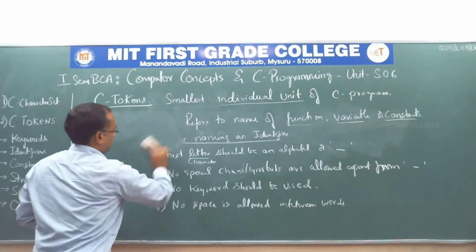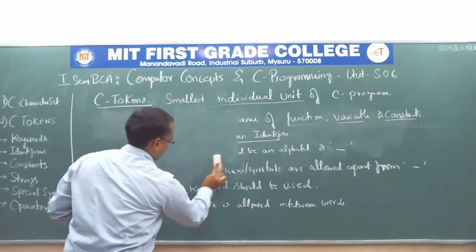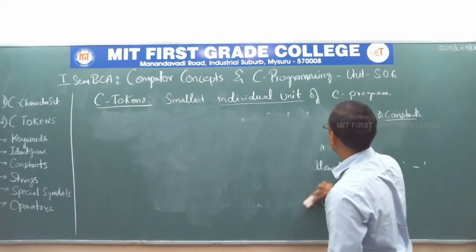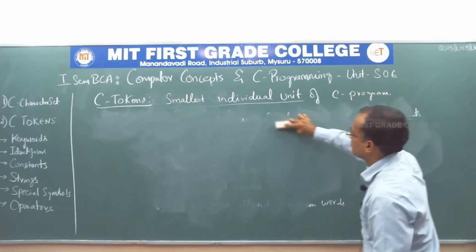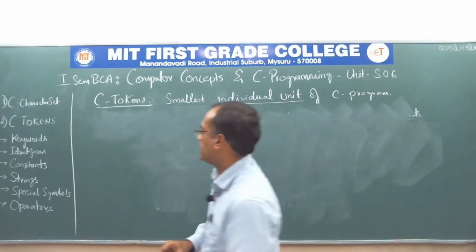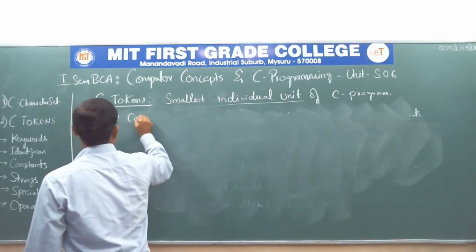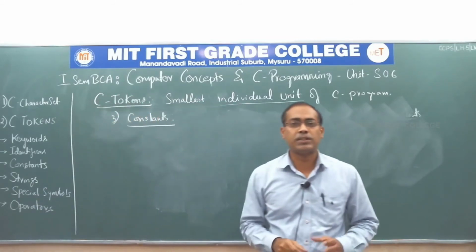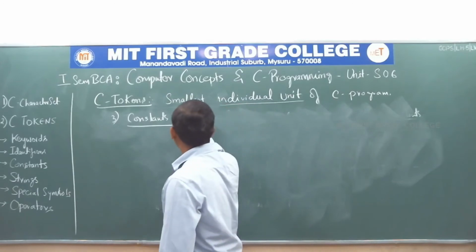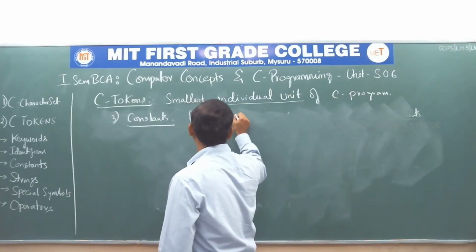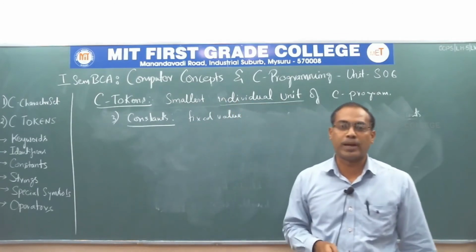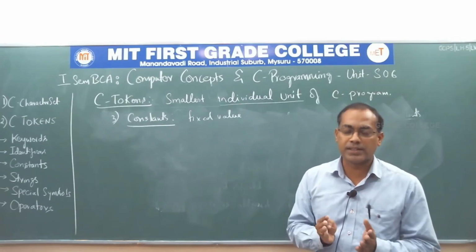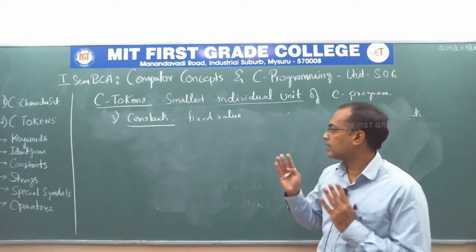Next, we will take up the next token, which is nothing but the constants. Constant means which is fixed. A value is fixed which does not change during the execution of the program. So anything which is fixed, any value which is fixed, that concept we call a constant.